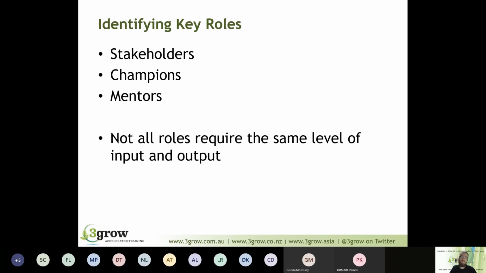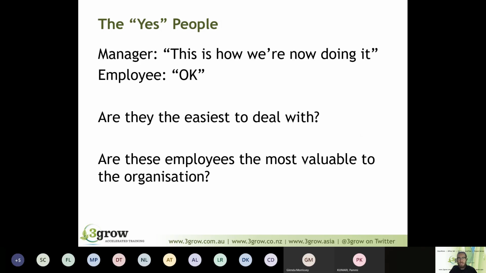Now, not all of those roles require the same level of input and output throughout the implementation and adoption of the tools. They're the main roles, and there are different categories of users that may fall into any of those roles. The first category of people is what I like to refer to as the yes people. So the manager would say, for example, this is how we're now going to be working as a team. These are the tools we're using. These are the processes that we're following. And the employee just says, yes, okay.